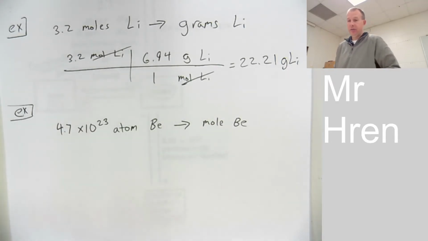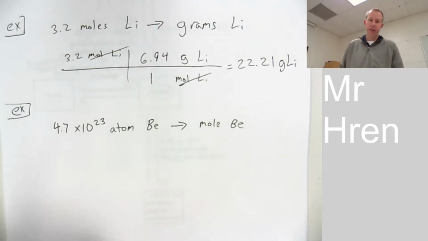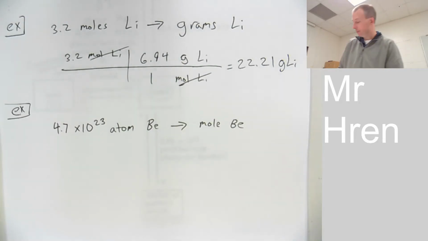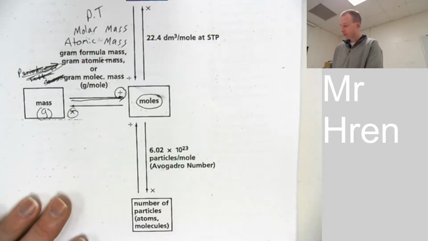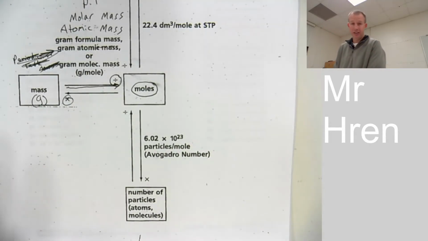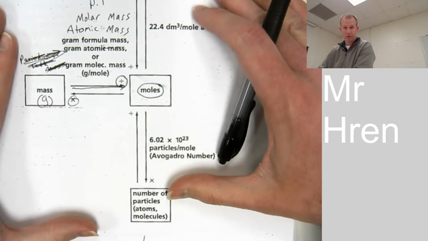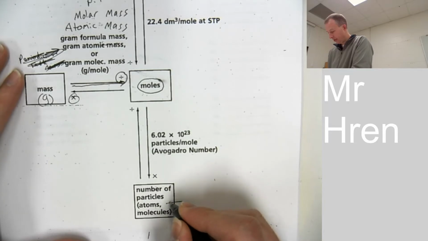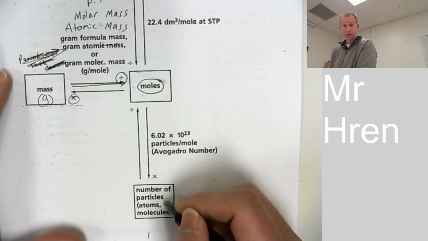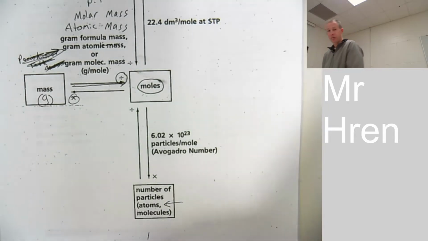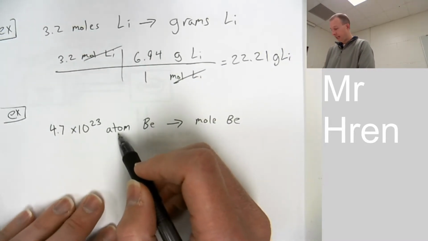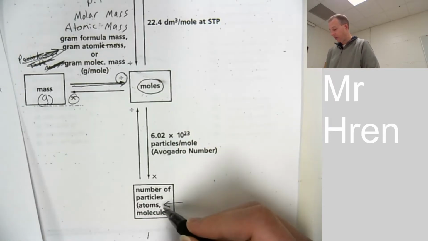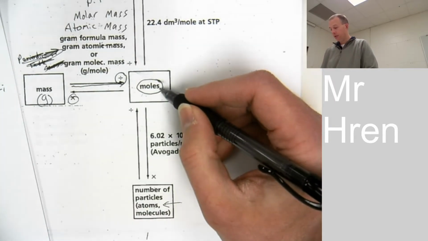So you see this, and you're like, oh, scientific notation. Well, don't be bothered. It's all the same stuff. Pay attention to your details. So on this whole chart, where are atoms? Down here. These are particles, representative particles. An atom is a particle. So you find atom down here, and you want to get to moles.